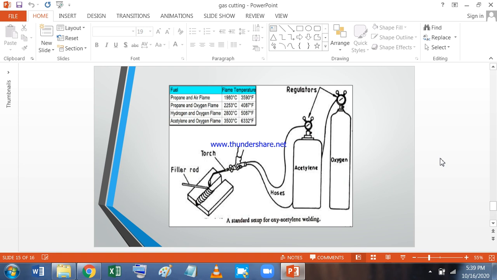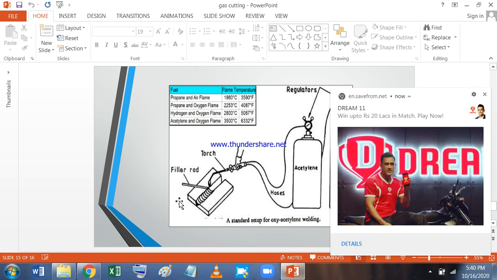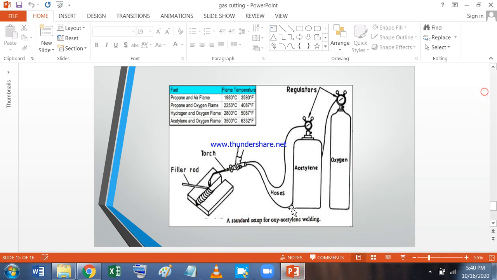So far I have been giving you a lecture on the apparatus and the arrangement. Here, you can physically see the arrangement. There is an acetylene cylinder here and the oxygen cylinder, which is a little taller in height, and acetylene is shorter in height. So you have the regulators there.